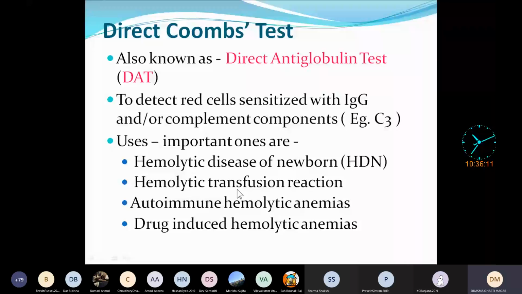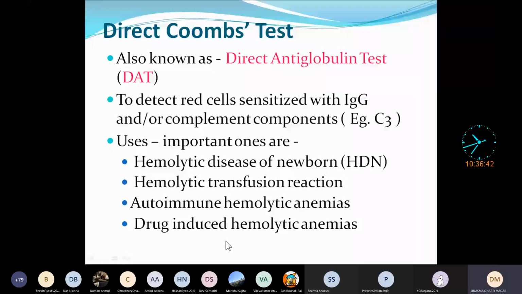And in case of the autoimmune hemolytic anemia, autoimmune means our body will form the antibodies against our own cells, isn't it? So in case of the autoimmune hemolytic anemia, and in case of the drug-induced hemolytic anemia. In drug-induced hemolytic anemia, some drugs act as antibodies, and then attach on the surface of the RBCs and cause lysis. So it is also known as the drug-induced hemolytic anemia.